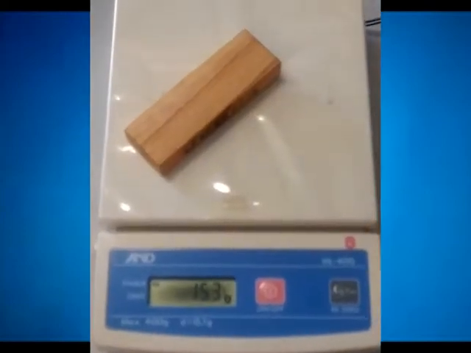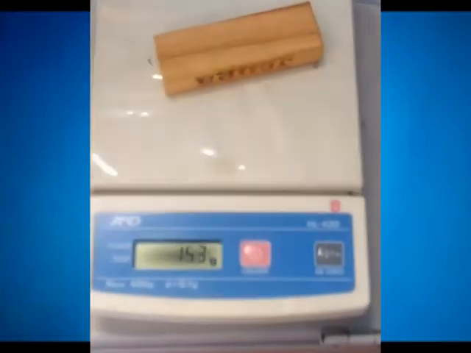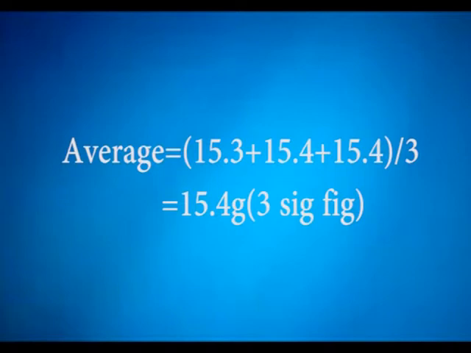To find the mass, place the block on an electronic balance. Ensure that the reading on the balance is 0 before placing the object on it, and also only take the reading down after the number has stabilized. Repeat this process at least 3 times and use the average mass to ensure accuracy. Record all these readings in grams. In this case, the 3 readings recorded were 15.3, 15.4, and 15.4. From these readings, we will be able to come out with an average of 15.4 grams. This is corrected to 3 significant figures.